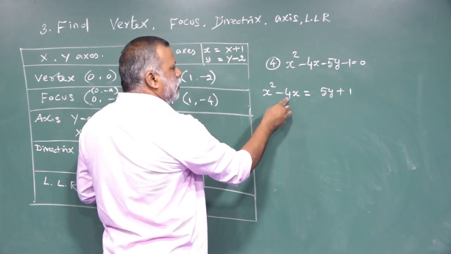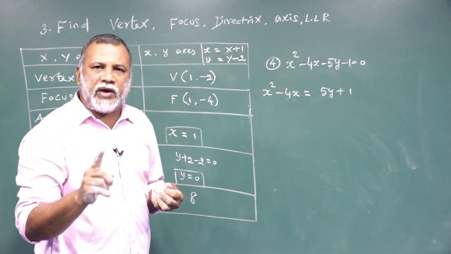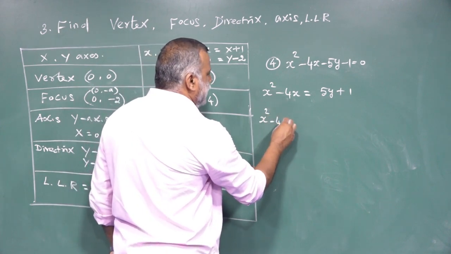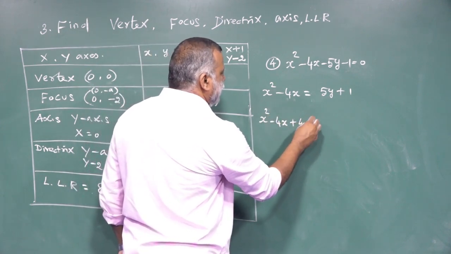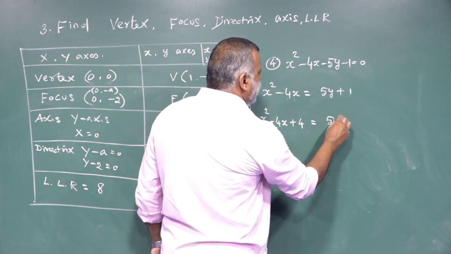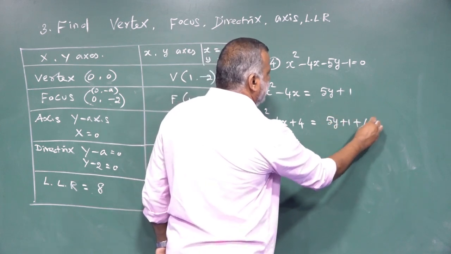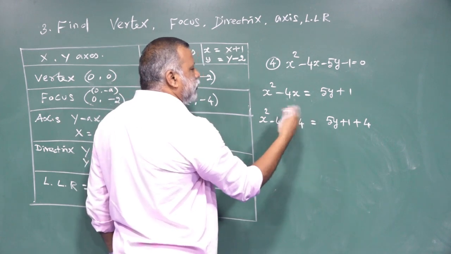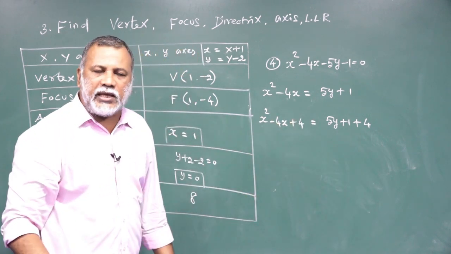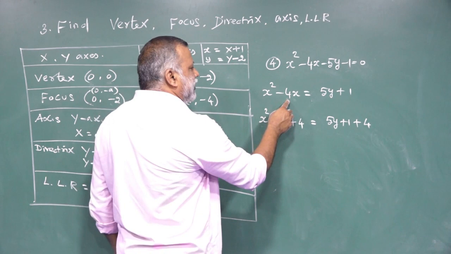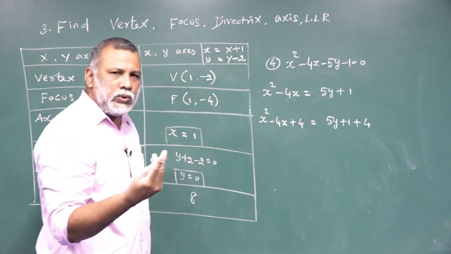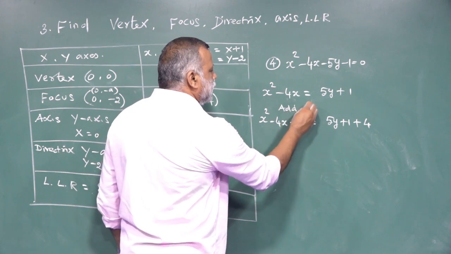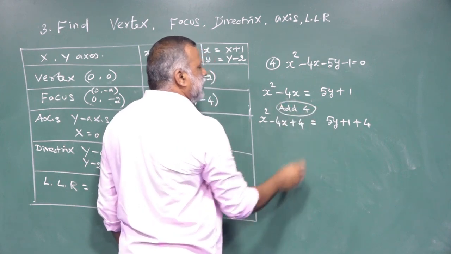1. See here, the coefficient of x is 4, half value is 2, squaring we can get x squared minus 4x plus 4, 5y plus 1, again plus 4. See, x squared minus 4x plus 4, add 4 on both sides. How are we adding 4 on both sides? The coefficient of x is 4, half value is 2, squaring that value. So add 4. This is the logic, add 4.